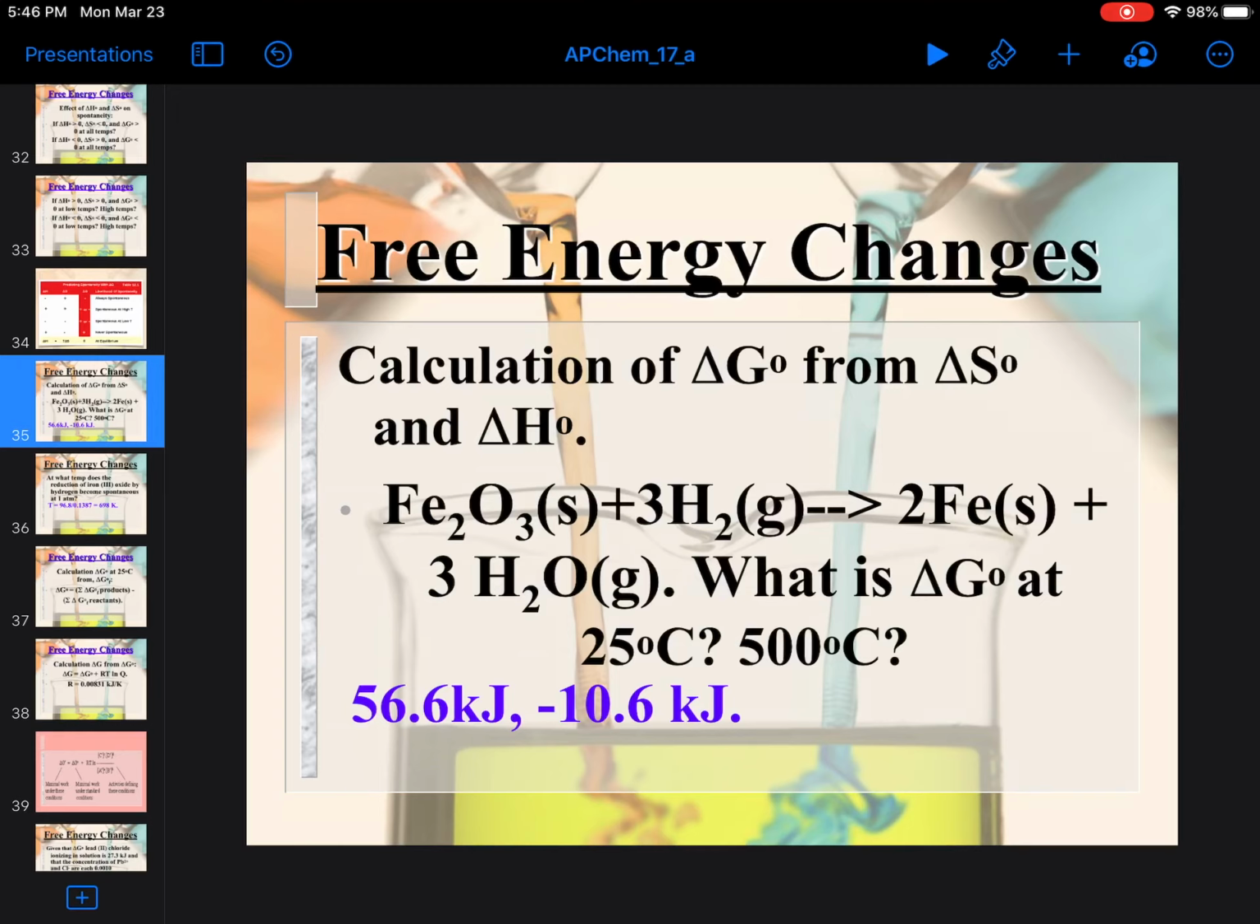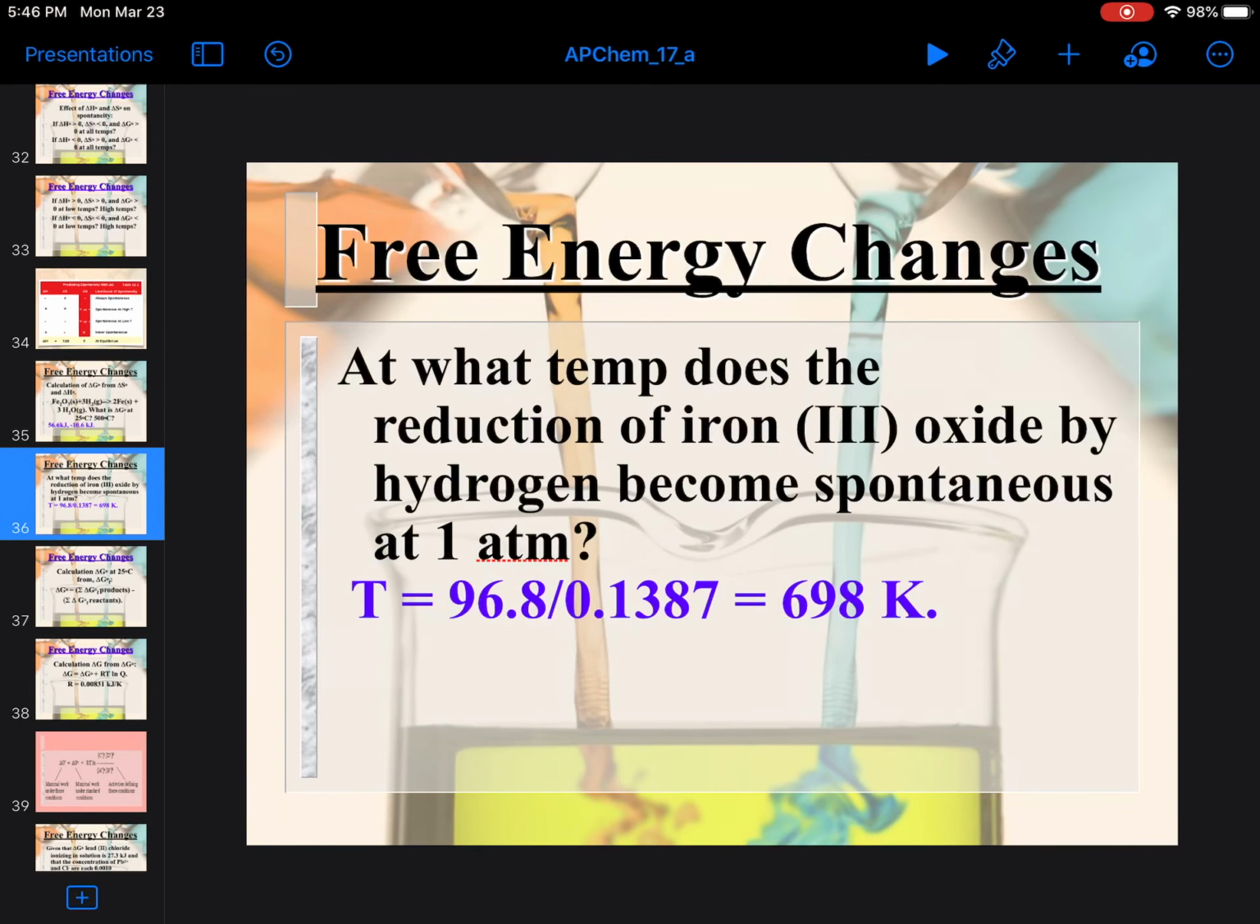But in any event, we said that we calculated that this was endothermic, and as we went from 25 degrees Celsius to 500 degrees Celsius, it became spontaneous, which makes sense because, again, heat favors the endothermic process. So the next part of the problem was, now that we know what our delta G is for this, at what temperature does this become spontaneous? And that's the key. What temperature does it become spontaneous?